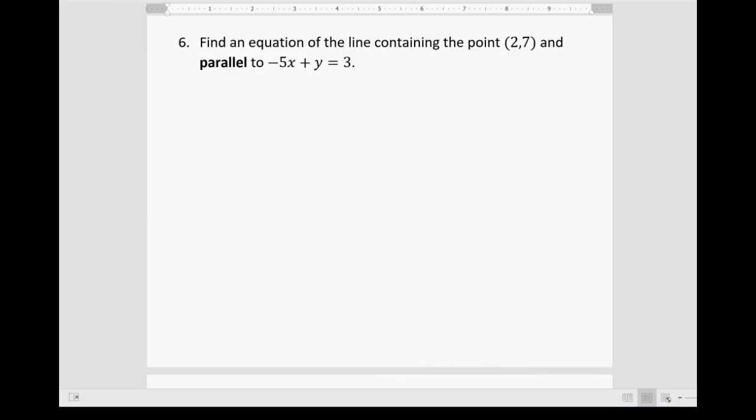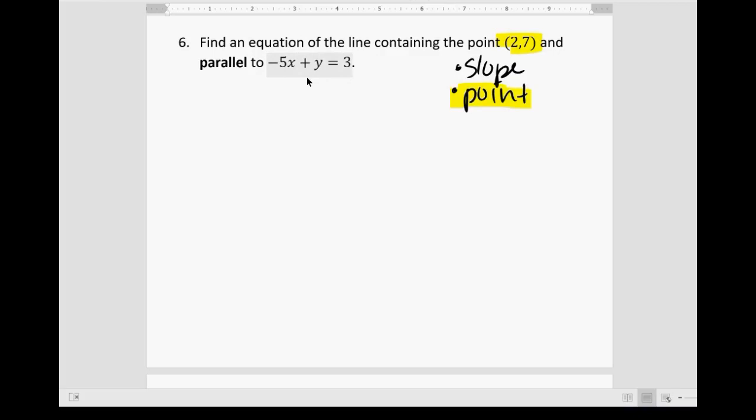Okay, number 6. Find the equation of the line containing the point (2, 7) and parallel to negative 5x plus y equals 3. So very similar to the previous problem, we need a slope and a point. We are given a point, (2, 7). We need a slope. What we do know is that the line we want an equation for is parallel to negative 5x plus y equals 3.